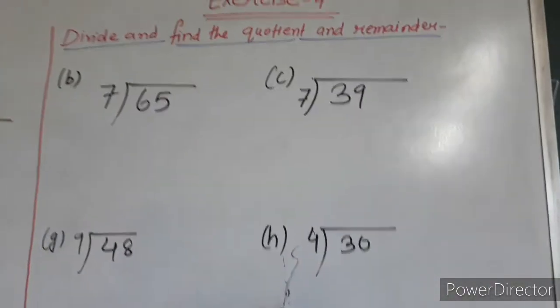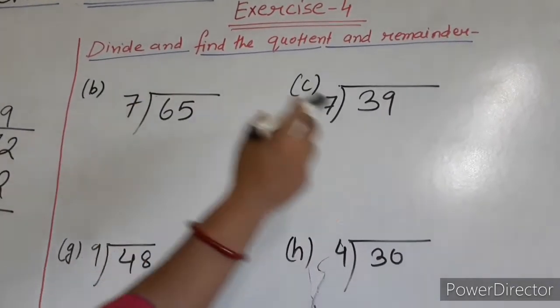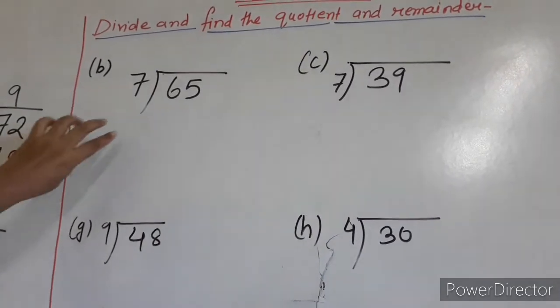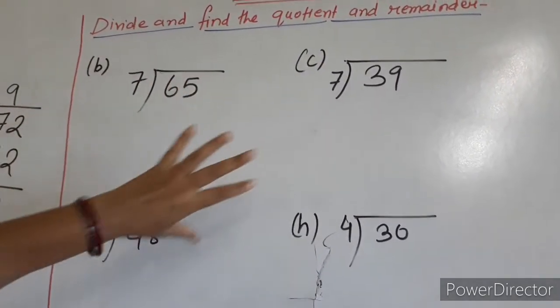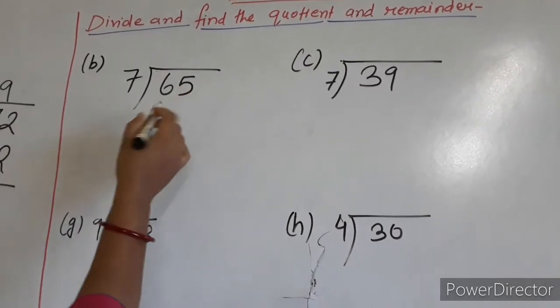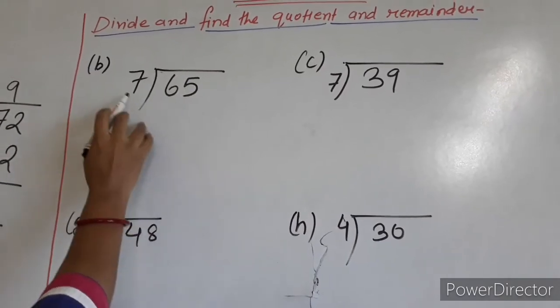Again the exercise 4. Here, divide and find the quotient and remainder. Actually this one is the same, but here you have to find the quotient and the remainder both. So first, you can again see the 2-digit numbers are there, and it will be 65 divided by 7.